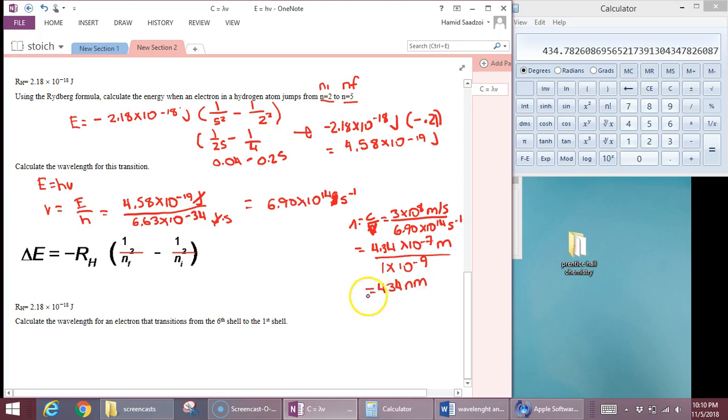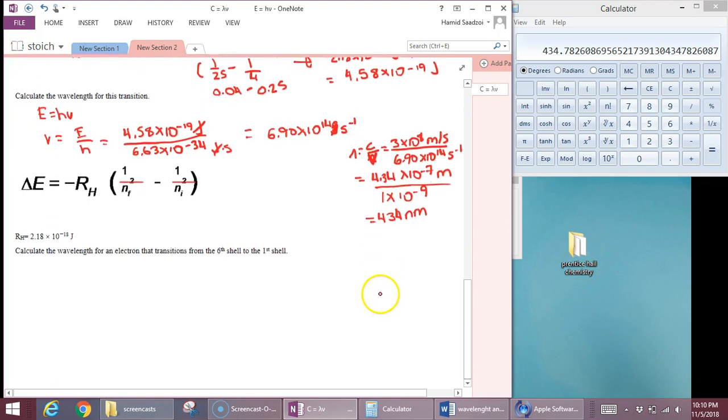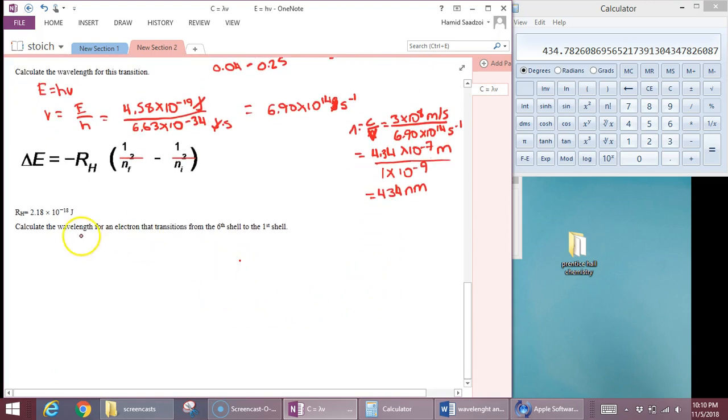All right, let's try it one more time. Another question involving the same concept. Same thing again, we're going to take from the 6th to the 1st shell. So this is our Ni, Nf. Now it's going down, so we would expect this reaction to be exothermic.